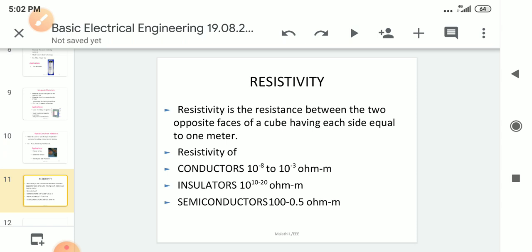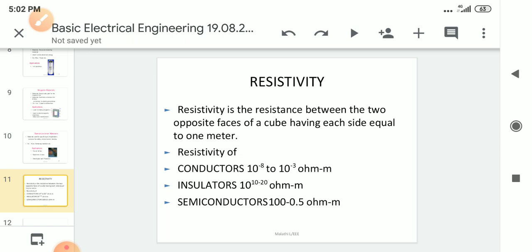Here, another property is resistivity. Resistivity is the resistance between two opposite faces of a cube having each side equal to 1 meter. The resistivity of conducting materials is 10 to the power of minus 8 to 10 to the power of minus 3 ohm meter. It means the resistance is very low, so the current flow will be high. Here the conductors allow electricity.